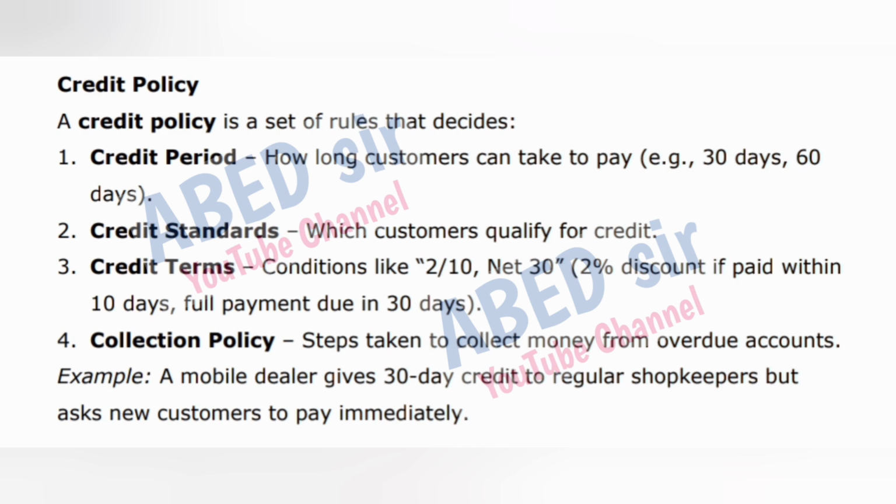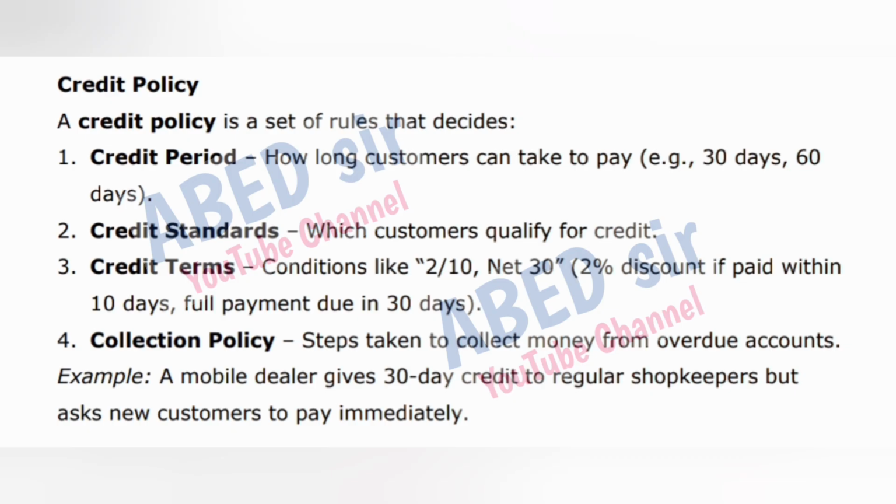Credit policy. A credit policy is a set of rules that decides: 1. Credit period, how long customers can take to pay, example, 30 days, 60 days. 2. Credit standards, which customers qualify for credit. 3. Credit terms, conditions like 2/10, net 30: 2% discount if paid within 10 days, full payment due in 30 days. 4. Collection policy, steps taken to collect money from overdue accounts.